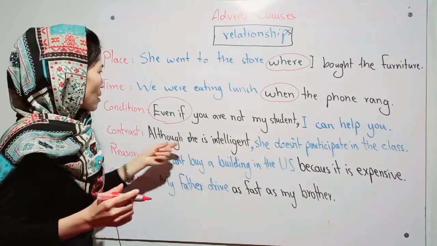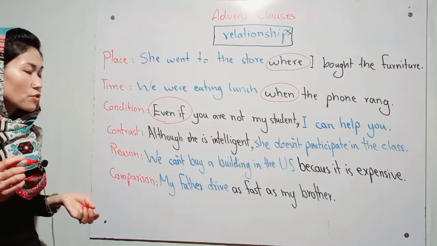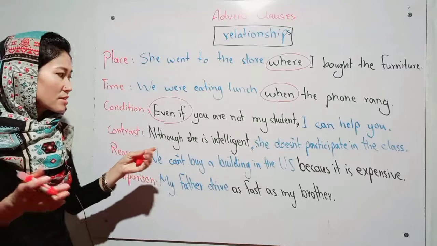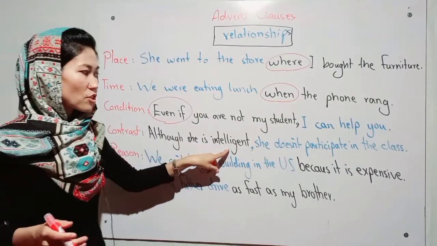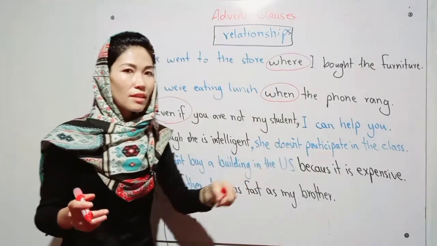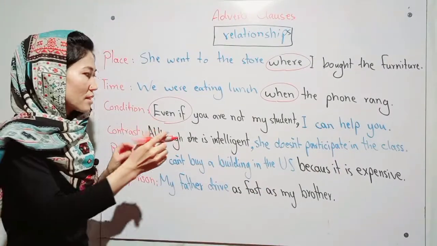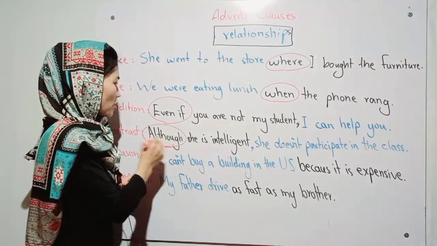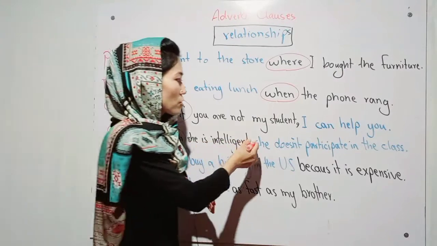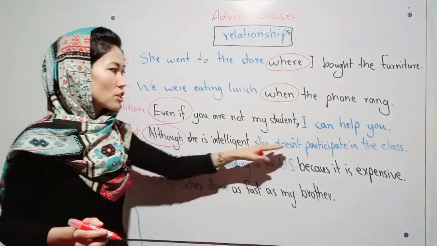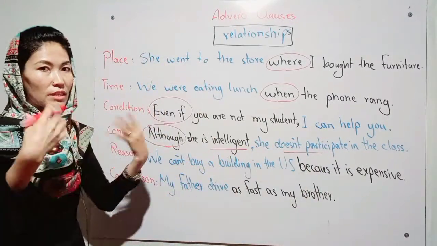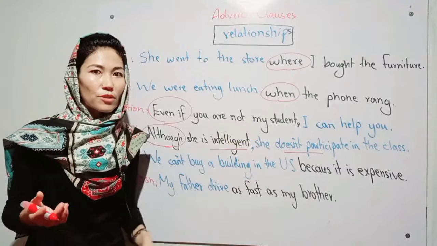The next one is used for contrast. This relationship shows two opposite ideas. Although she is intelligent, she doesn't participate in the class. Two opposite ideas. Although is the conjunction in the dependent clause. She doesn't participate in the class is the opposite idea of intelligent.